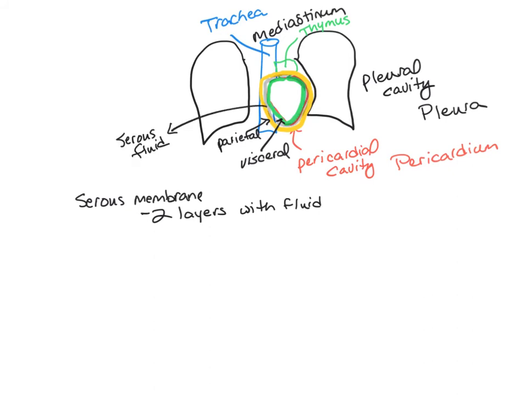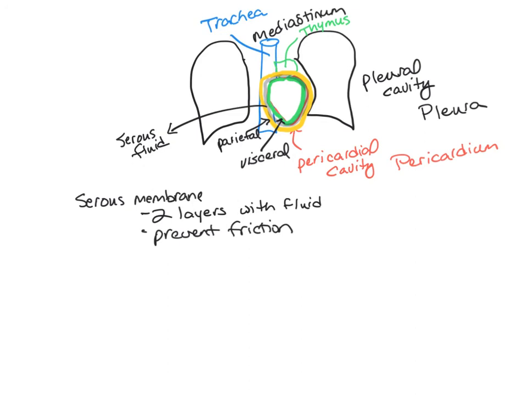These membranes help to reduce friction when these organs are changing size or when there's movement. For example, when the heart is beating, the pericardium helps to prevent friction so that the heart isn't rubbing up against the other structures surrounding it.